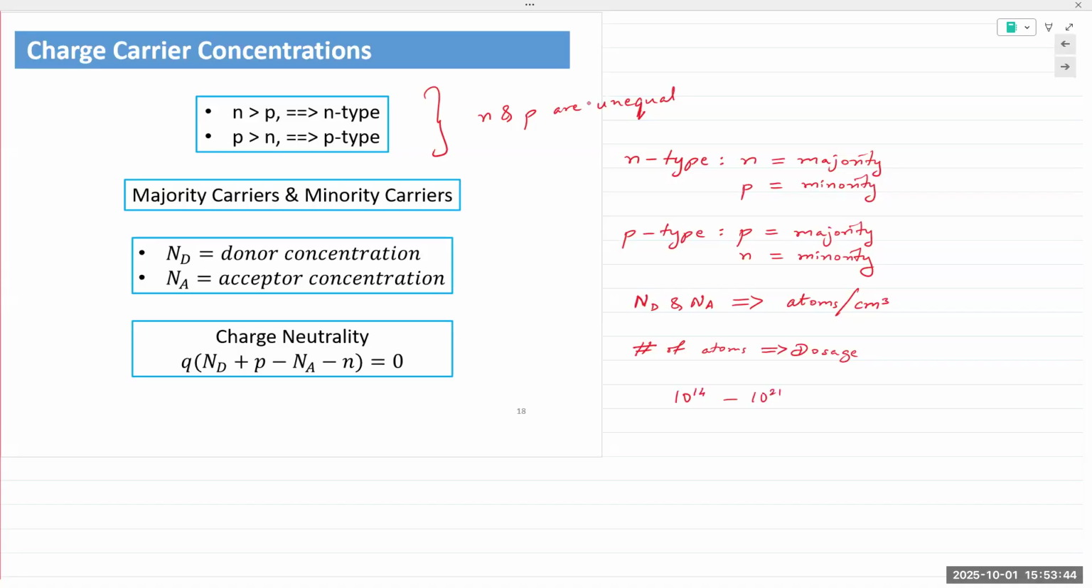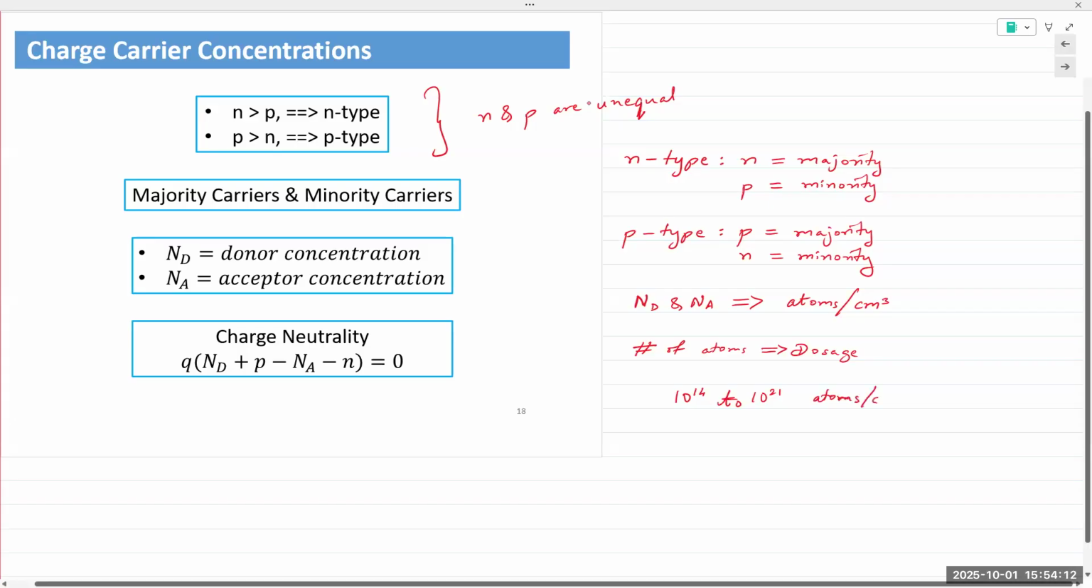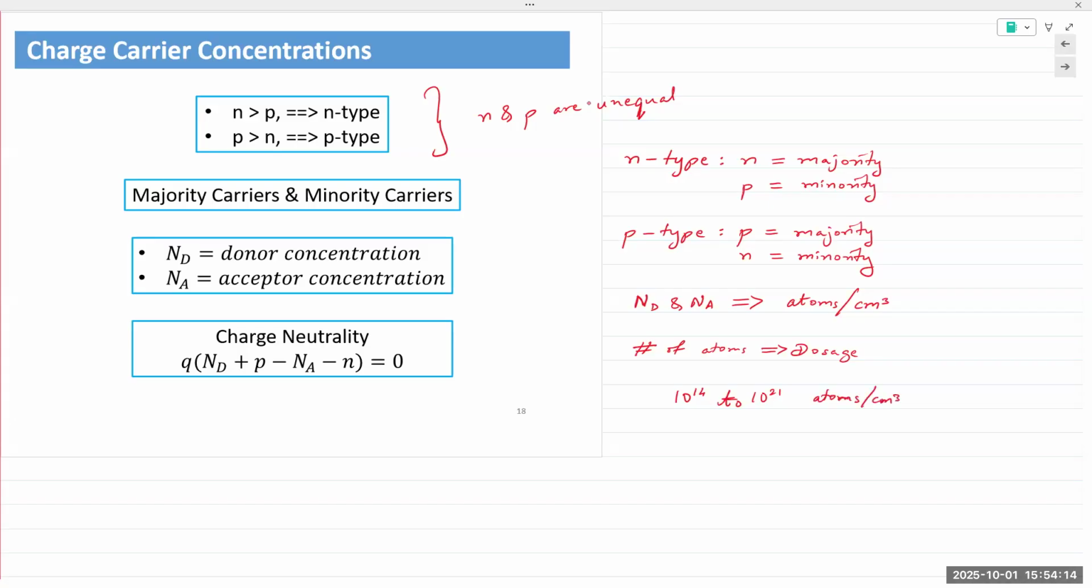Intrinsic carriers for silicon at room temperature is around 10 raised to 10. Dosage would be a little bit higher than that. So 10 raised to 14 would be considered a very low dose. Typical doses are 10 raised to 16, 10 raised to 17. Let me just put down 10 raised to 14 to 10 raised to 21 atoms per centimeter cube.